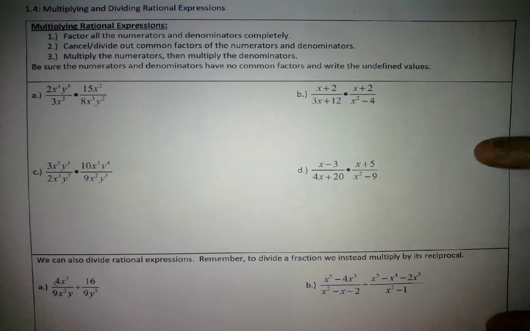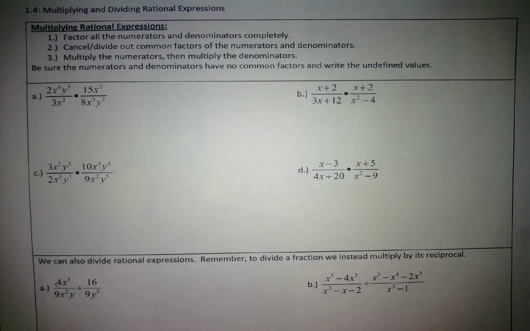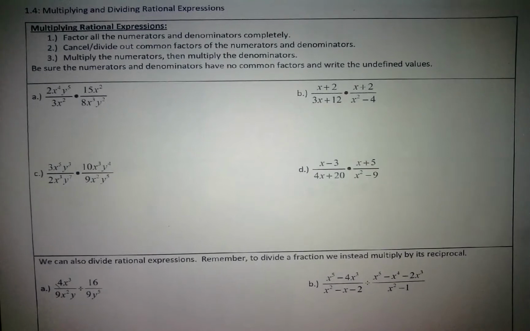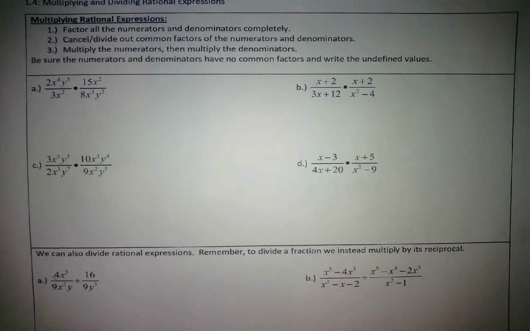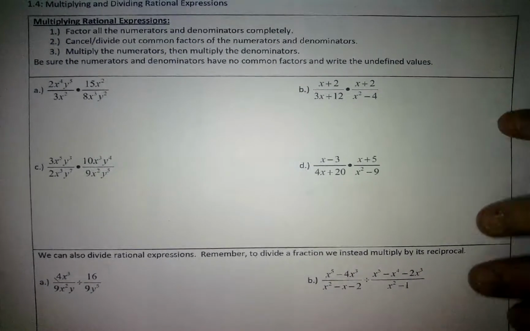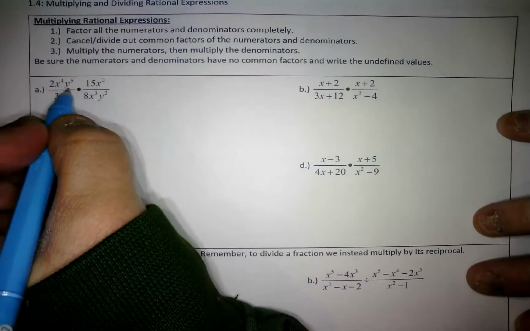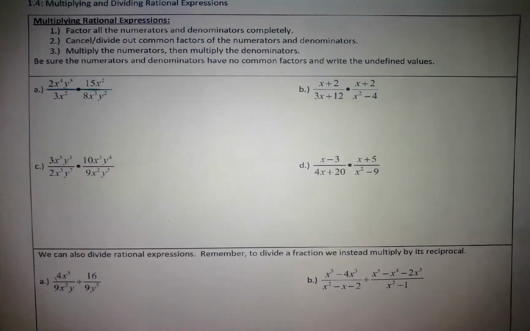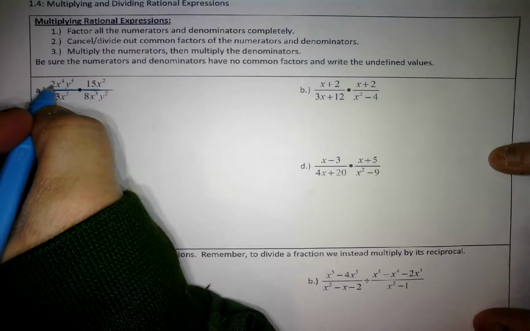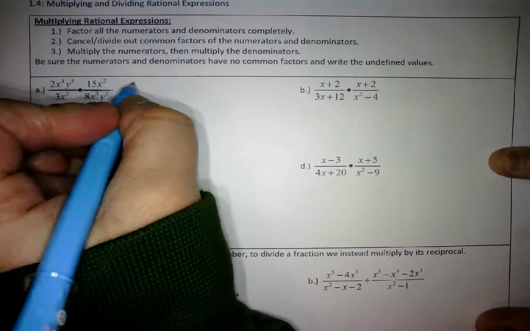This is 1.4, multiplying and dividing rational expressions. So this is going to be really similar, pretty much exactly the same as what we did when we were simplifying. The only difference now is there's a multiplication sign between them, but we're going to ignore that and just make this one whole part. Okay, so we're going to simplify this out.